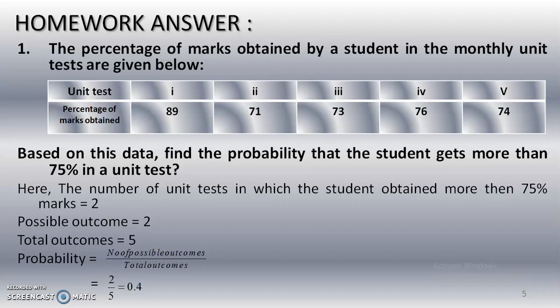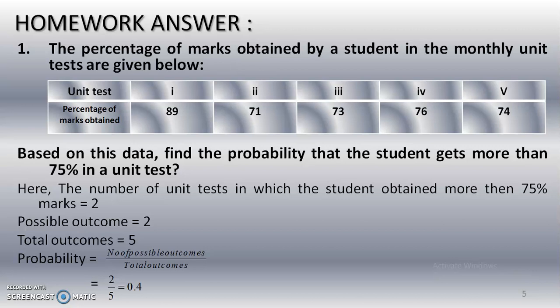It's the homework answer, and the first question: the percentage of marks obtained by a student in the monthly unit test are given below. Unit tests are 1 to 5 and percentage of marks are 89, 71, 73, 76 and 74. Based on this data, find the probability that the student gets more than 75% in a unit test. More than 75 means we can conclude here 76 and 89, right?